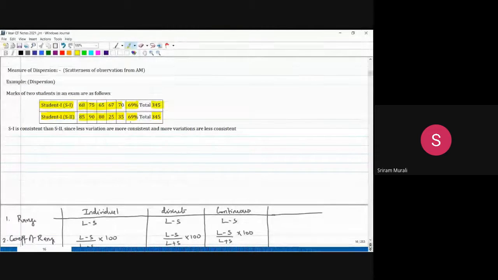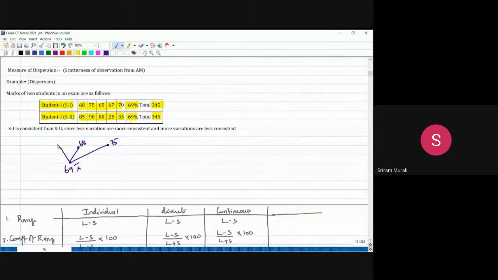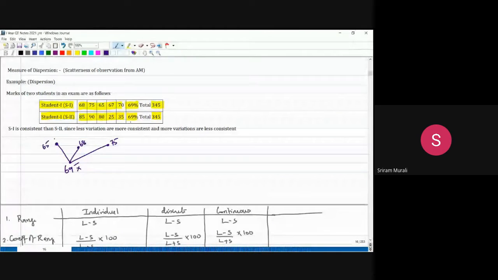What I have to do is compute the arithmetic mean. From the arithmetic mean, I mean X bar, how are the marks deviated? 69 is close to 68. It is slightly far away from 75. It is close to 65. It is somewhat close to 67. It is somewhat close to 70.